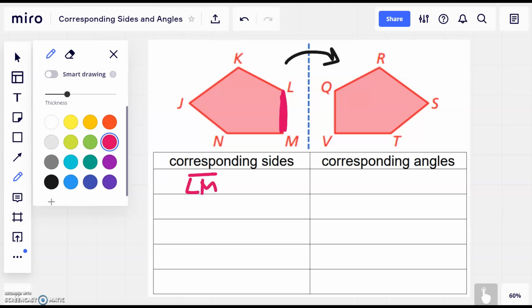And side LM corresponds to side QV on the right. So we're going to say side LM is equal to side QV. And that's called a corresponding side pair. Let's move on to another pair. So how about M to N, so side MN corresponds to side VT. And again, we're identifying the matching sides.